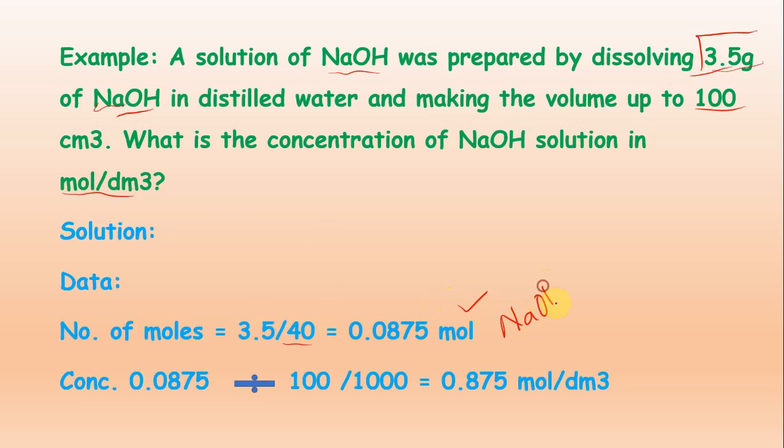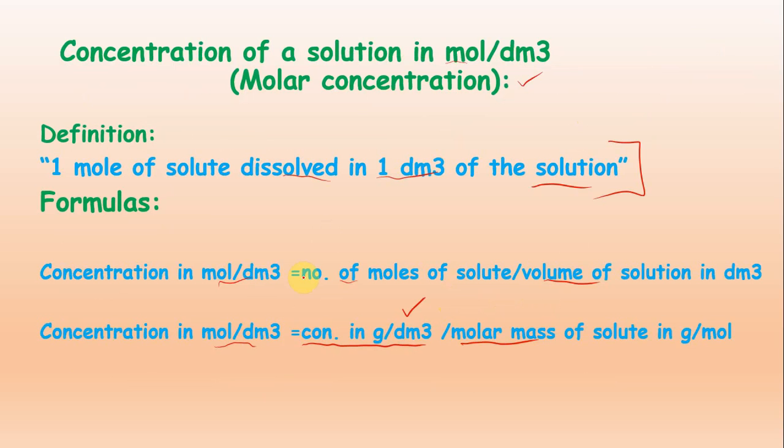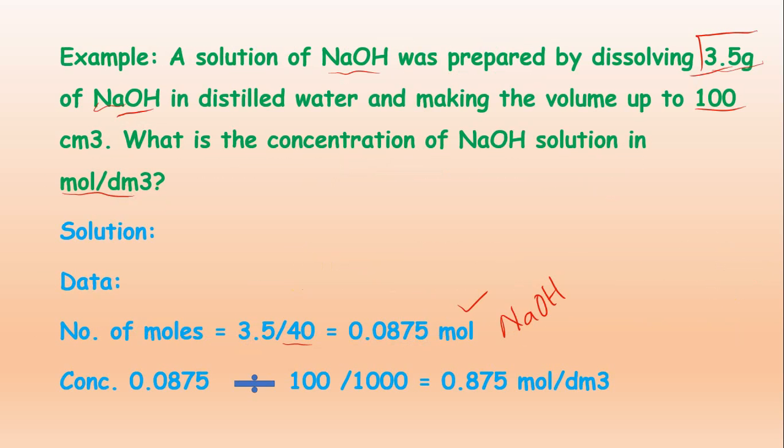Why have we calculated the number of moles? Because look here, in formula number 1 we have to find the number of moles, then divide it by the volume of the solution in dm cube. The volume is given in cm cube, so we have to convert it into dm cube, and then divide. So the number of moles of sodium hydroxide is calculated here.